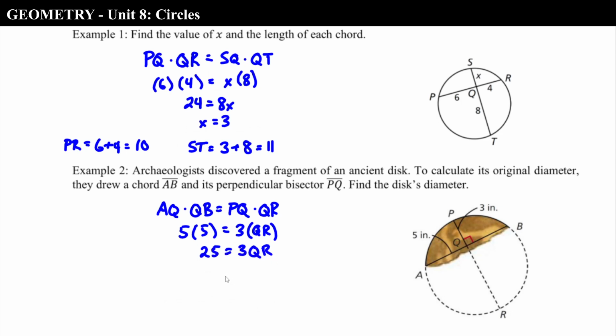Divide each side by 3, and you get 25 over 3. QR is either 25 over 3, or you can also say 8 1/3. Okay? So to find the length of the whole thing, we have PR is equal to 3 plus 8 1/3, and that gives us 11 1/3 inches.